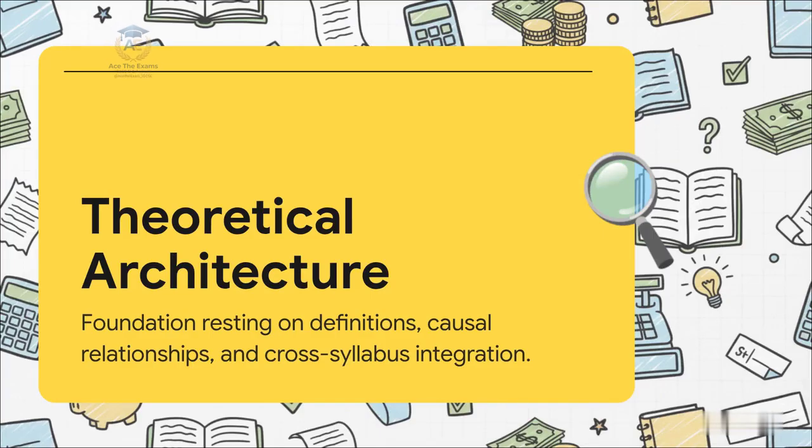Okay, the absolute most crucial point you need to grasp here is that examiners are not just testing your ability to draw neat lines with a ruler. That's not what A-level accounting is about. The theoretical architecture of the books of Prime Entry actually rests heavily on 3 core pillars: precise definitions, causal relationships, and integration with other syllabus areas. You really need to understand the why behind the what.